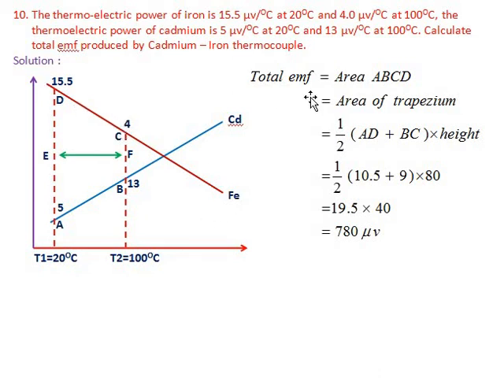Clear? Now then the thermoelectric power of cadmium is 5 microvolt per degree Celsius at 20 degree, in the sense its value is lower at lower temperature, and 13 microvolt per degree Celsius at 100 degree Celsius, in the sense higher at higher temperature for cadmium. So I draw the line. So here it is, this is for cadmium, and at 20 degree it is 5 only. Clear? And for 100 degree Celsius it is 13 microvolt. It is here. Okay, so it is an approximation graph.